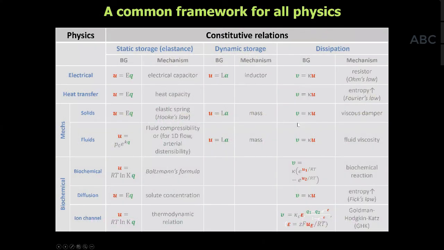Okay, and then if you look at this as a common framework for all of physics, this just shows the types of mechanism for static storage, dynamic storage, and dissipation for all these different types of physics. So you see all the usual relationships popping up: Ohm's law, Fourier's law, Fick's law, Goldman-Hodgkin-Katz, etc. But the lovely thing about bond graphs is it clearly identifies that these are all really just the same thing. They're just statements about dissipation, or about a relationship between flow and potential representing dissipation. And so you don't, in a sense, you don't need to think about all these different areas of physics as being different.